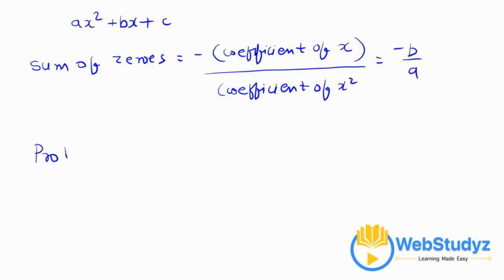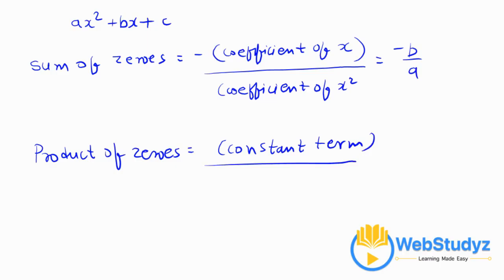Similarly, we know that the product of zeros is the constant term divided by the coefficient of x square. That means it should be equal to c by a.